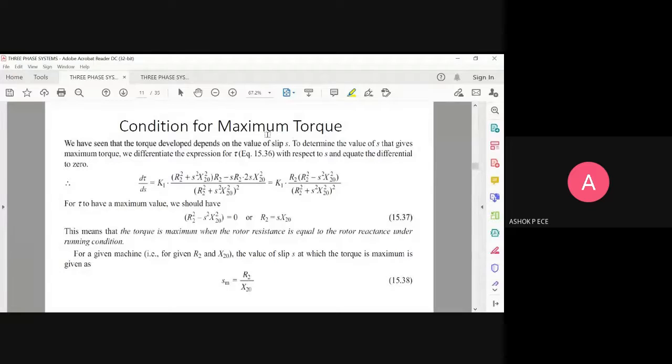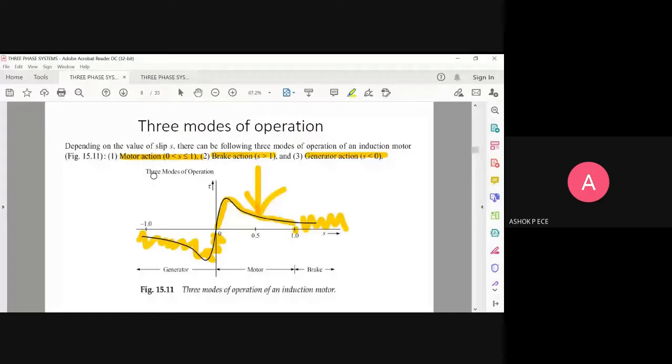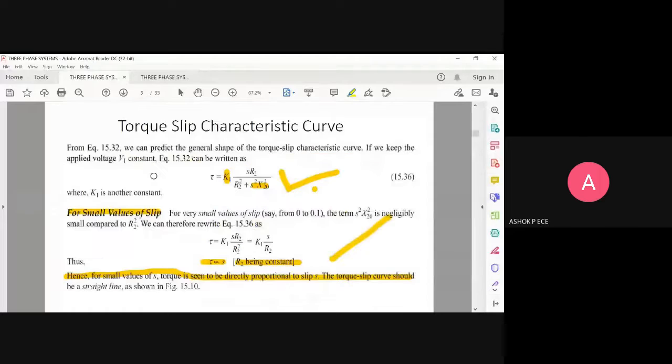Okay, now we are going to see what is the condition for maximum torque. Maximum torque is always our objective, because we need maximum torque for fast running of the motor. In mathematics, for finding the maximum value, we differentiate the function and equate it to zero. In the same way, I am going to take this equation for tau, differentiate tau with respect to s, and equate that to zero.